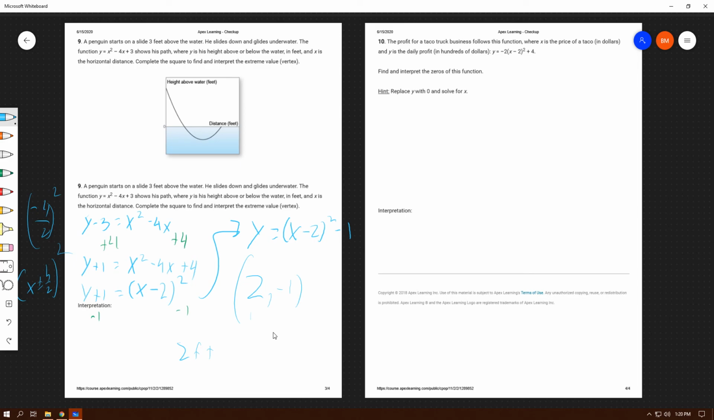Okay, sorry. I just wanted to make sure I was understanding the question before I started explaining, because I think I was going to say it wrong. So, what the vertex is down here is the lowest depth that the penguin gets after he slides off: negative 1 feet below the water. So he's 1 foot below the surface of the water, and he is 2 feet out when that happens. So he slides down, he's 2 feet away from the slide, and he's a foot deep in the water, and then he starts to glide back up underwater.